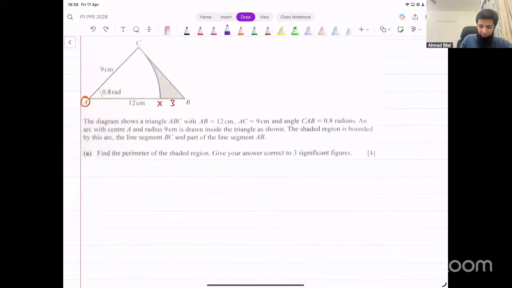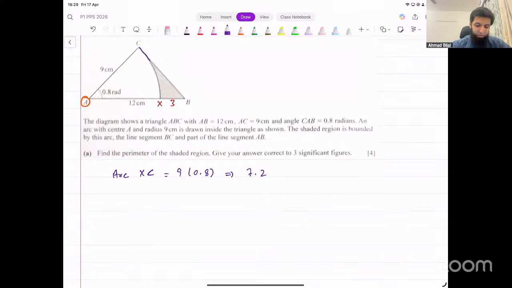Let's figure this out. Arc length formula, what's that? S equals r theta. We've got the radius, 9 units, multiplied by the angle, 9 into 0.8, and that will give you 7.2. That's the arc length. That's one thing that we were looking for.